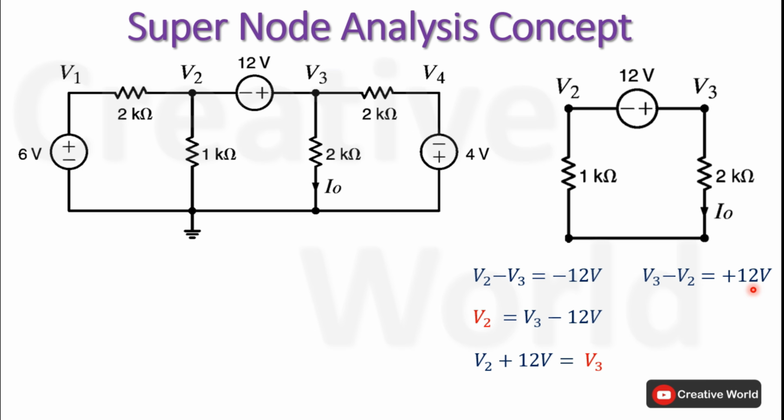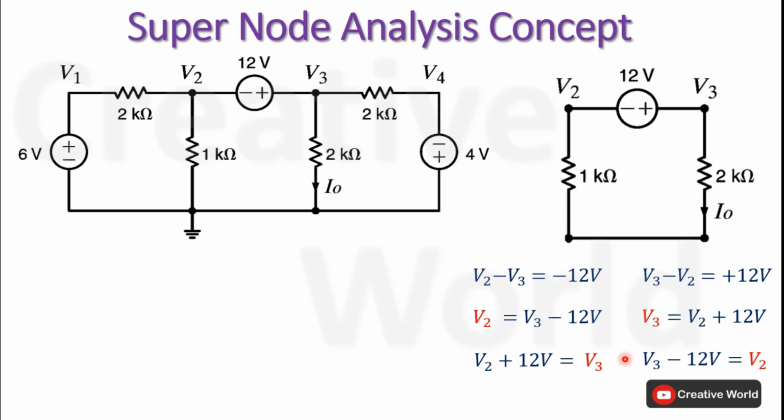Now using this equation, we can merge this voltage source either to V3 or V2. If we merge the value of this voltage source to node V3, then using this equation V3 will be equal to V2 plus 12 volt. Similarly, if we merge this voltage source into node V2, then V2 using this equation will be equal to V3 minus 12 volt. You may see that in both cases the equations for V3 and V2 are same.